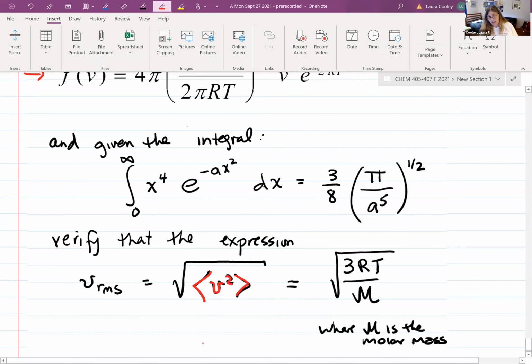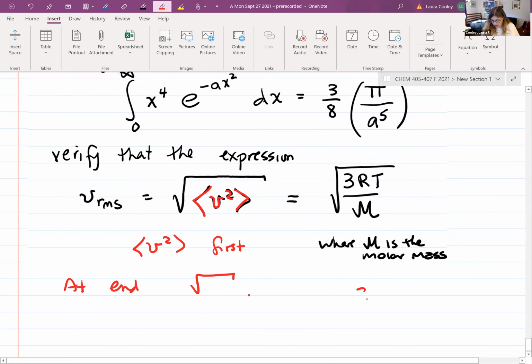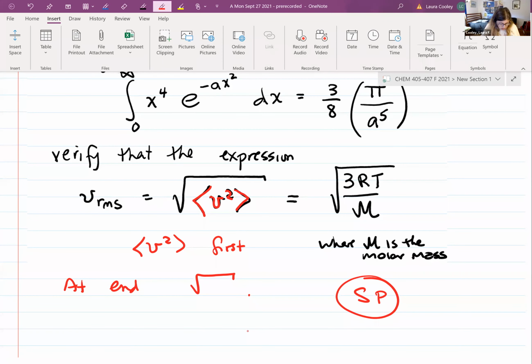Because remember, when you find the average of a function of V, you integrate that function times the distribution function over all possible values of V. So you're going to find the average V squared first. And then at the end, you take the square root. So each of those is a special problem that you can do. I guess I'll collect it Monday.